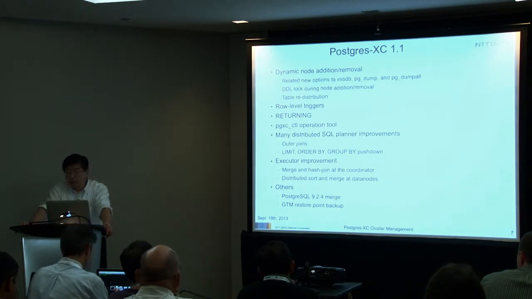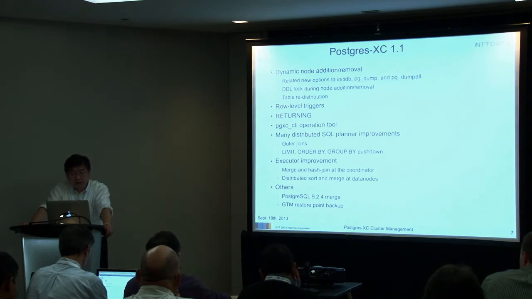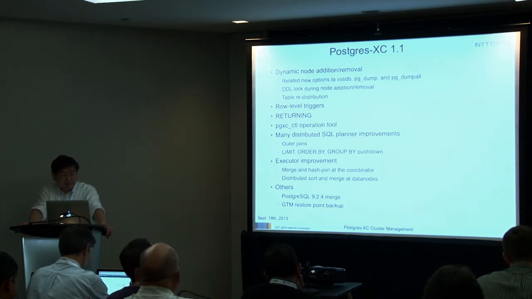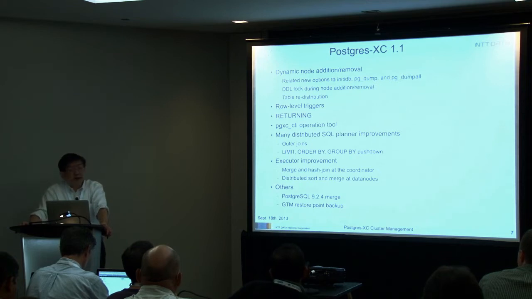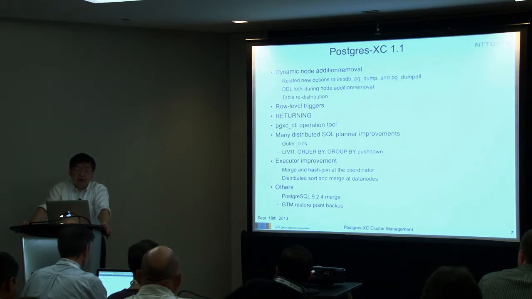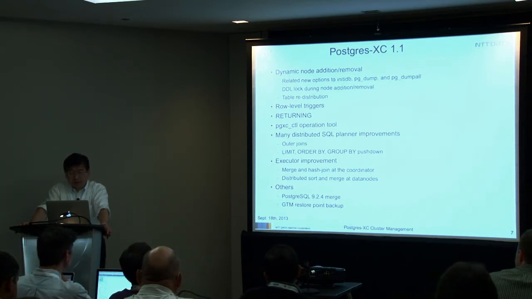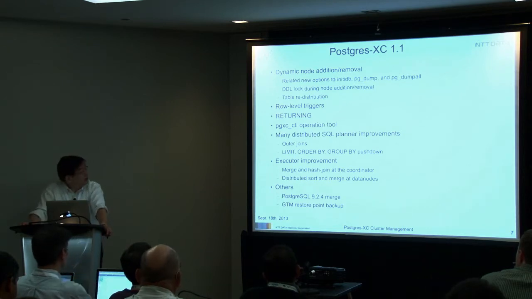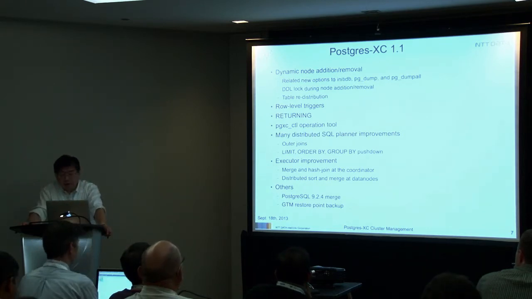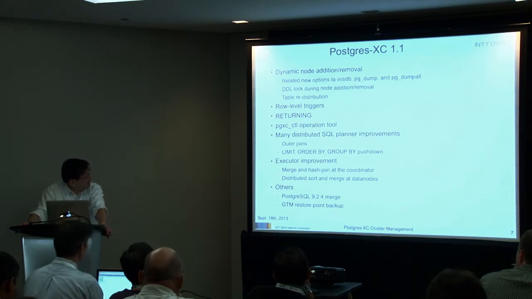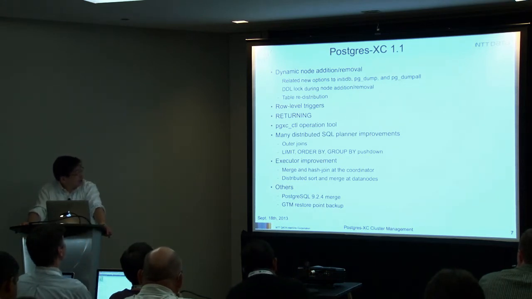Last month, we released version 1.1 of XC, and we added many important and interesting features. First of all, now we can add as many servers as you want while you are running Postgres-XC. I will show you how to do it. And also, we have row-level triggers, returning, and an operation tool called PGXC control.